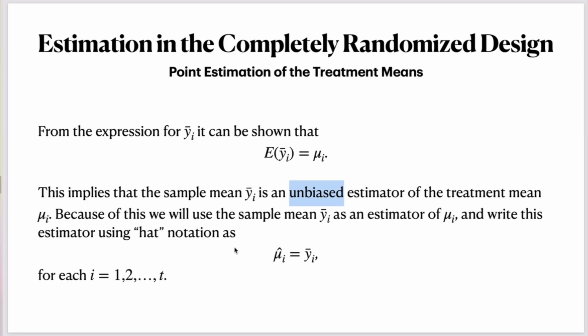We're going to express this notationally by using what we call hat notation. The goal is to estimate mu sub i, and so we're going to denote its estimator by putting a hat on top of mu sub i. So we have mu hat sub i, and that estimator of mu sub i is the mean of the sample that received treatment i. That obviously then applies for each of the treatments, i going from 1 up to t.